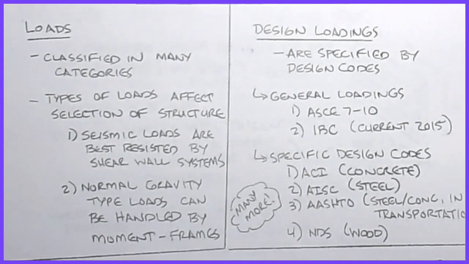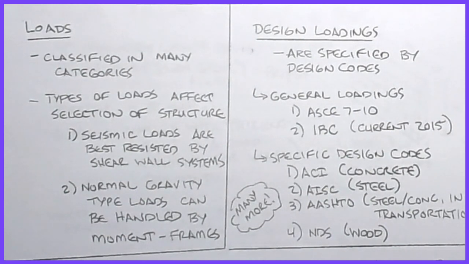Whereas, in a non-seismic environment where gravity loads, meaning loads that act up and down, these loads can be handled by moment frames or other systems. Now, that's not to say that you can't use shear wall systems in a gravity system. They're just not as effective in those kinds of things. So, this will dictate some of the studies that we do later on as we try to establish a framing pattern and calculate our loads and move into the analysis in the later steps of the process.